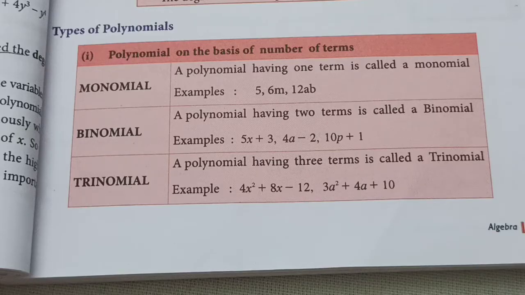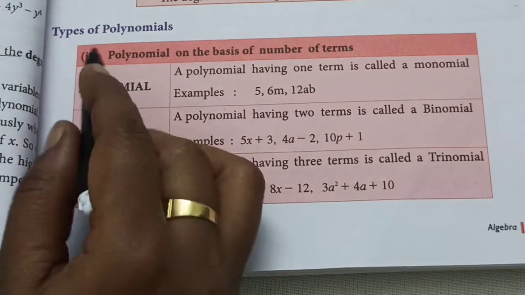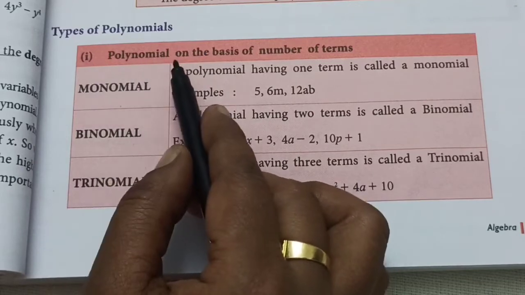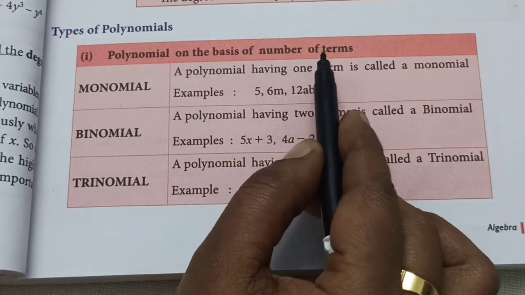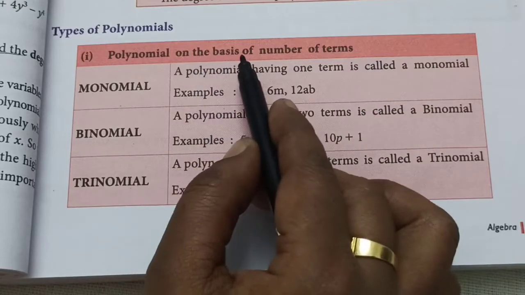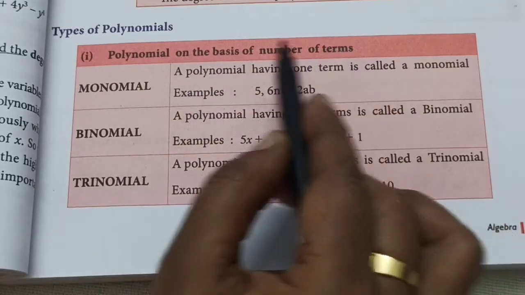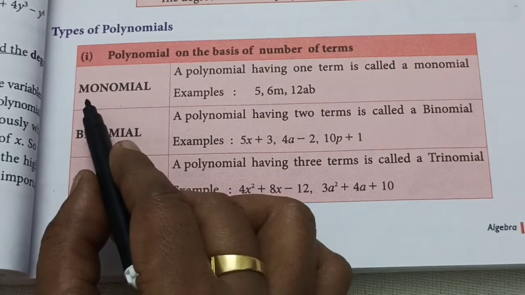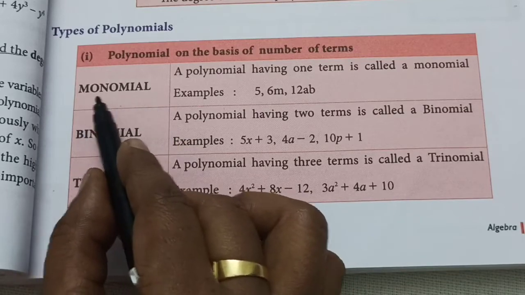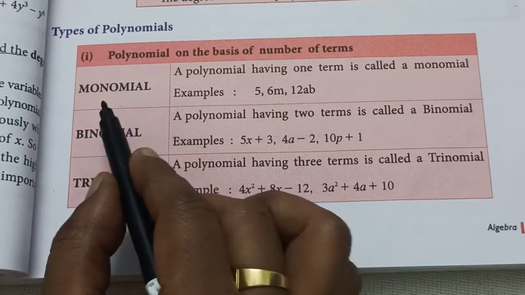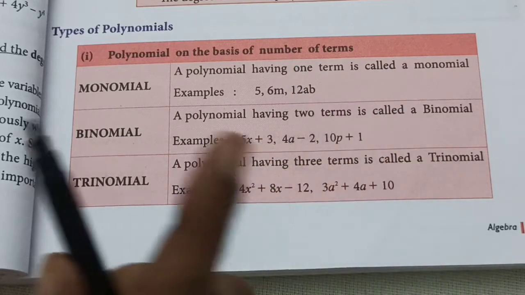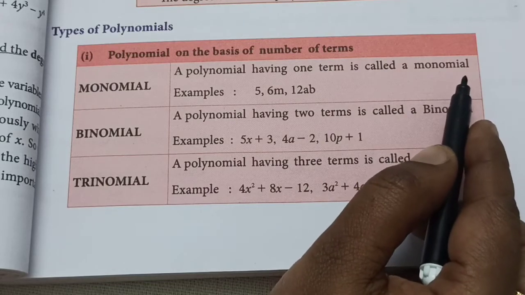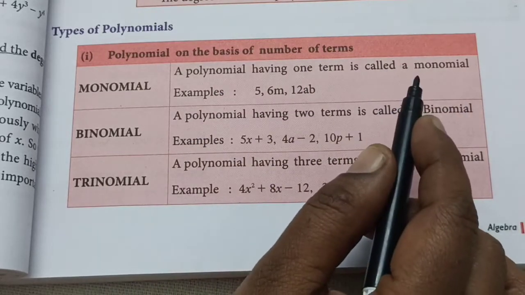Have you understood? Next we are going to see types of polynomials. Subdivision 1: polynomials on the basis of number of terms. The first one is the monomial. What is meant by monomial? A polynomial having only one term is called a monomial.